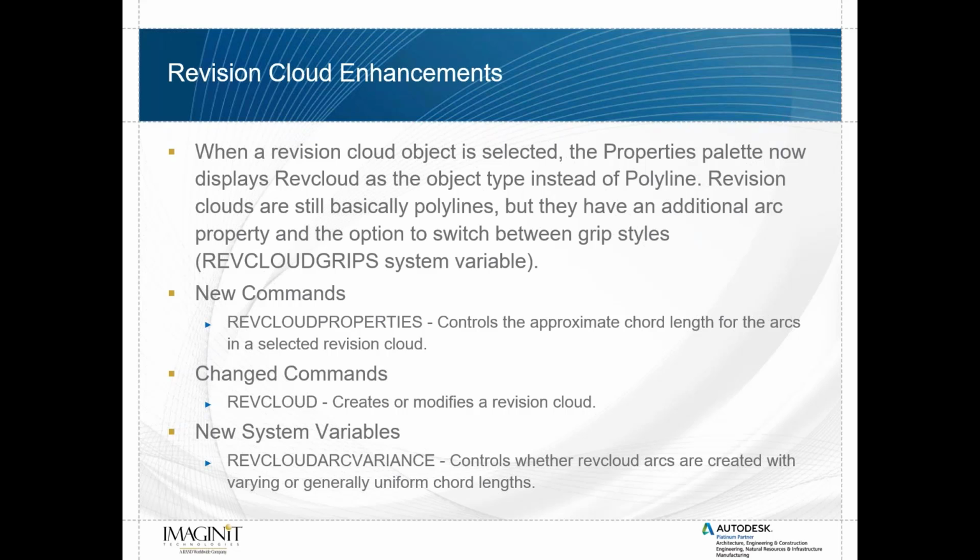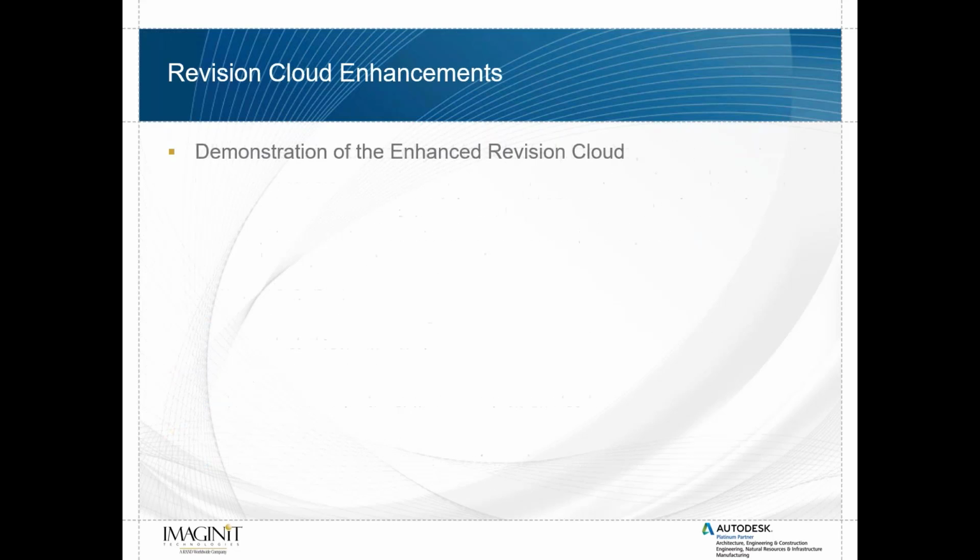All right, so getting back here, the revision cloud actually shows as a Rev Cloud instead of a polyline. Revision clouds are still basically polylines, but they have some additional arc properties and the options to switch between grip styles. That's the Rev Cloud grip system variable. So the new command is Rev Cloud properties, which changes commands Rev Cloud, and the new system variable is Rev Cloud arc variance.